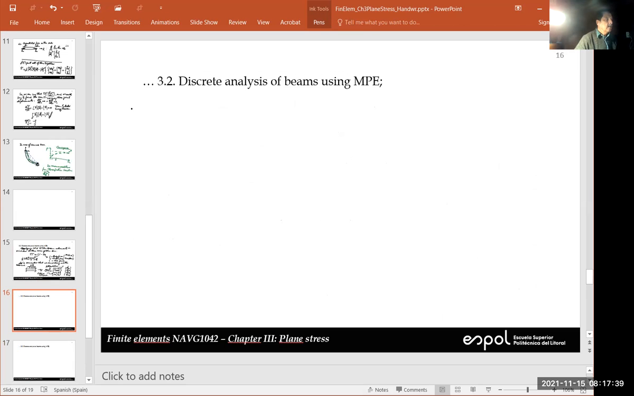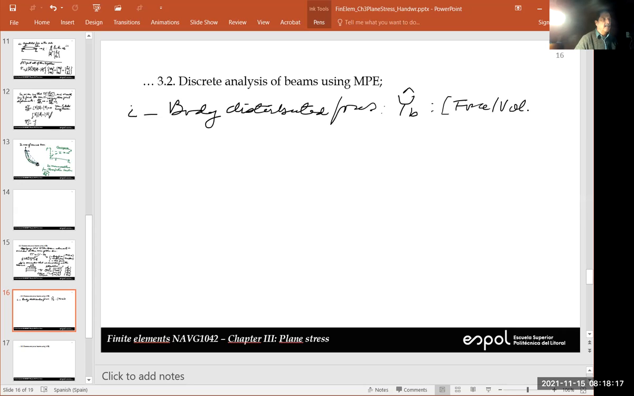We're going to consider first body distributed forces. Now the force will be pointing in the y direction, so we call it a big Y. This is body force, and this is in the local reference system. In general, this is expressed as force per unit volume.